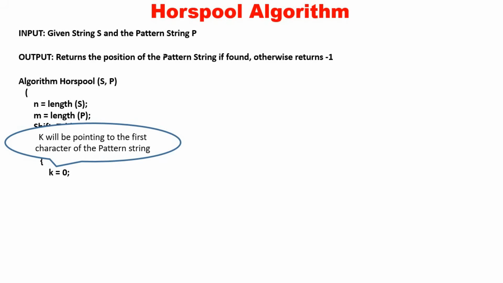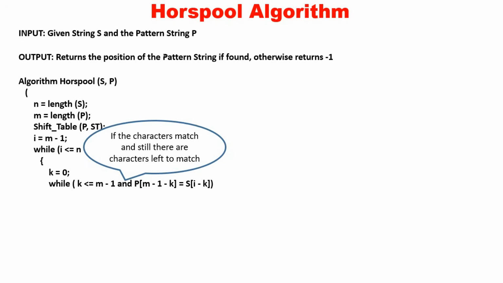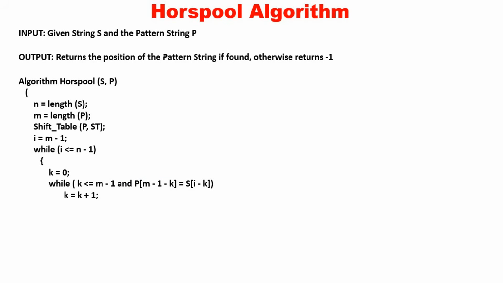Initially, meaning K directly will not point to the first character of the pattern string. K is equal to 0 actually makes it point to the last character of the pattern string. Anyway, I think we will understand that. So now K is less than M-1, and if K is less than M-1, it means there are still characters in the pattern string. There is matching. Increment the value of K. Fine, no problem at all.